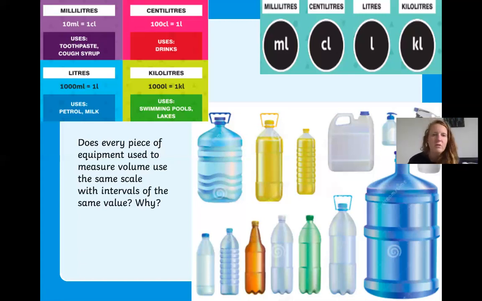Centiliters you do see not as often as milliliters, to be honest. We tend to have a lot more milliliters and centiliters around. And liters you'll see quite often with your milk cartons, higher measurements, bottles like this, and then kiloliters we would use for swimming pools, lakes, etc. So like I said, I don't have any in my house. All right, let's have a look.